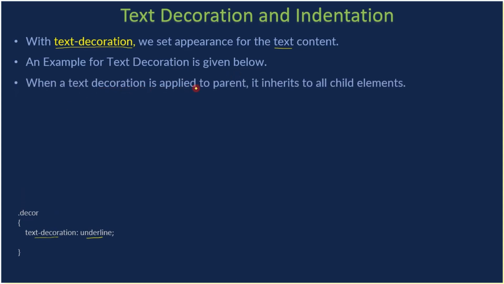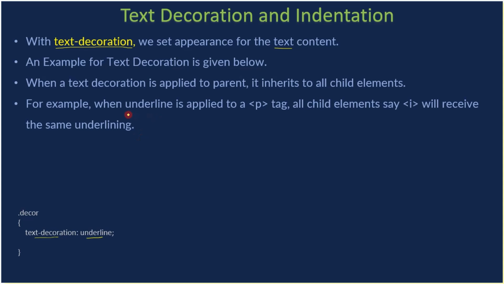When a text decoration is applied to a parent, it is inherited by all child elements. Say for example, if there is a div tag and it contains 3 paragraphs, if you apply this style to the div tag, the property is applied to all the div tag's child elements.